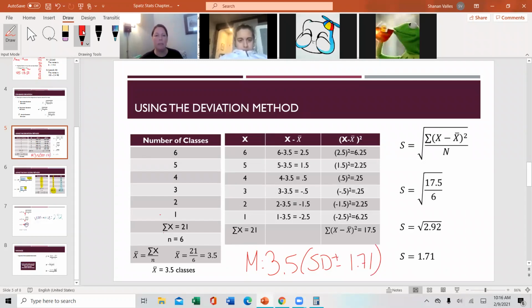You see that a lot in polls, since we had the election not too long ago. They'll give you whatever the number was, and then they'll have a plus or minus, something like that. Then they're telling you how that is deviating from what the poll is, or what the average is that they're telling you. I hope that makes sense.